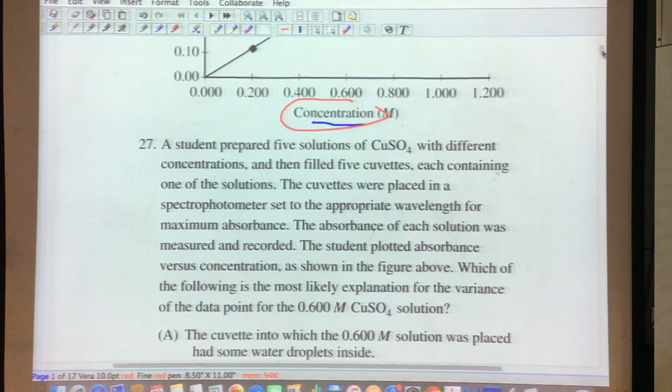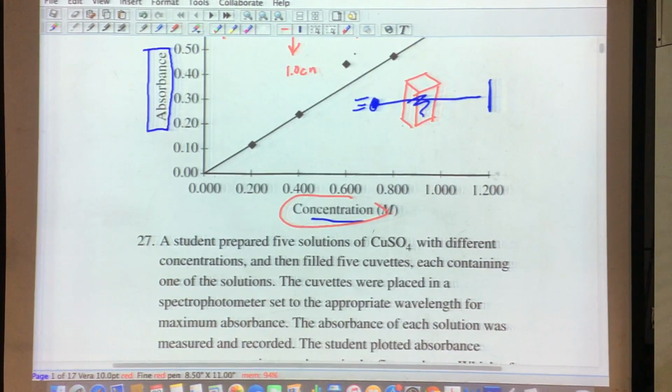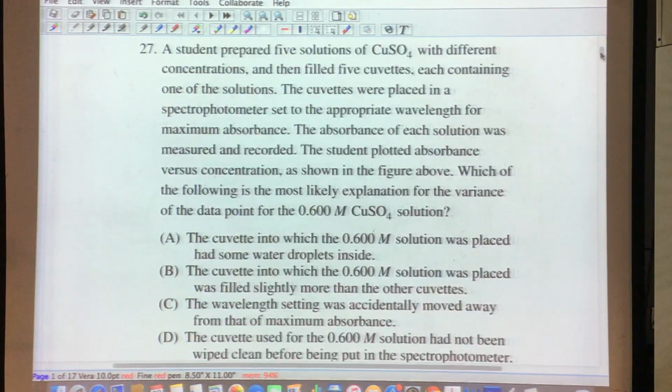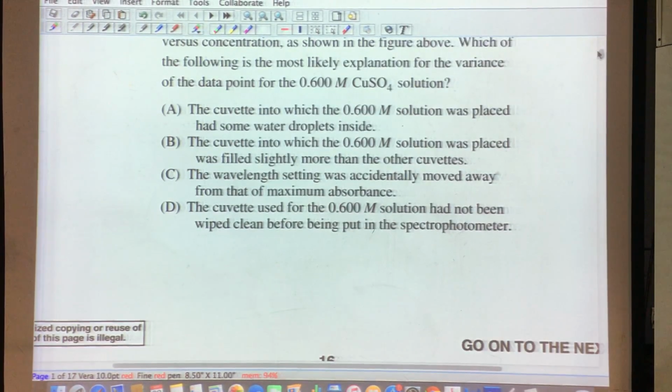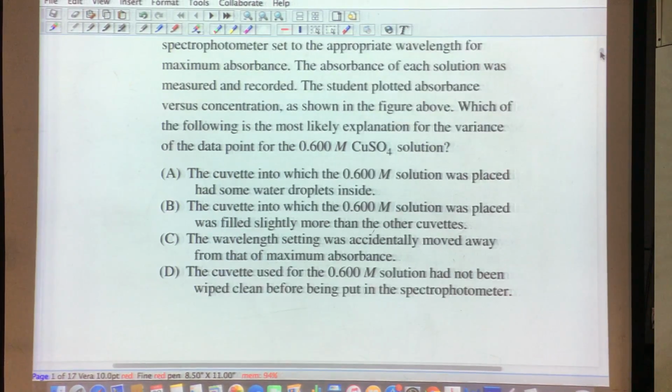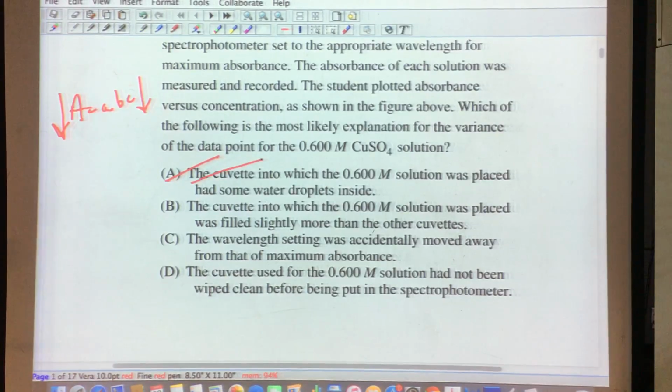Now, you'll notice there's one data point that's not really following the trend. It's an outlier from the other data points, and they're asking you what's the possible scenario for that. Since we've done the lab in many ways, this should not be a big deal. What's the scenario? Well, the cuvette into which the 0.600 molar solution was placed had some water droplets. Now, if there's some water droplets, would that be diluted or concentrated? Diluted, which means the absorbance would be higher or less? Less, because if it's A equals abc, there's less concentration if you had some water, so the absorbance would be lower. So A makes no sense.